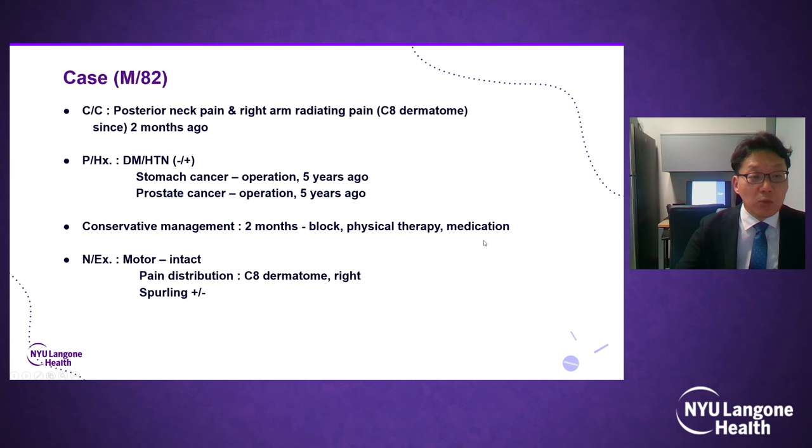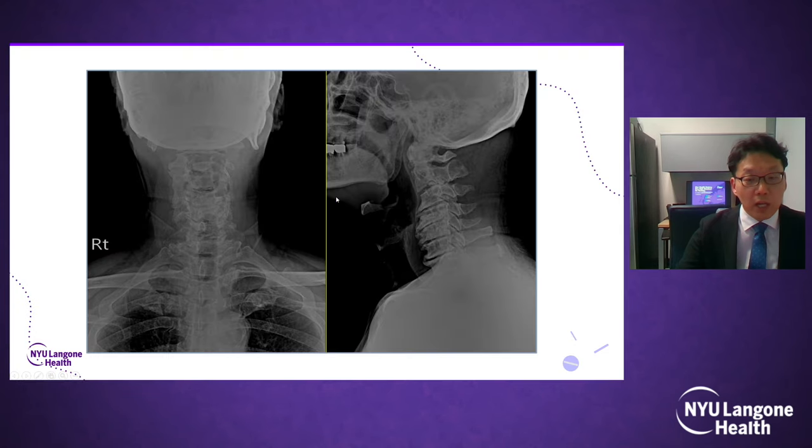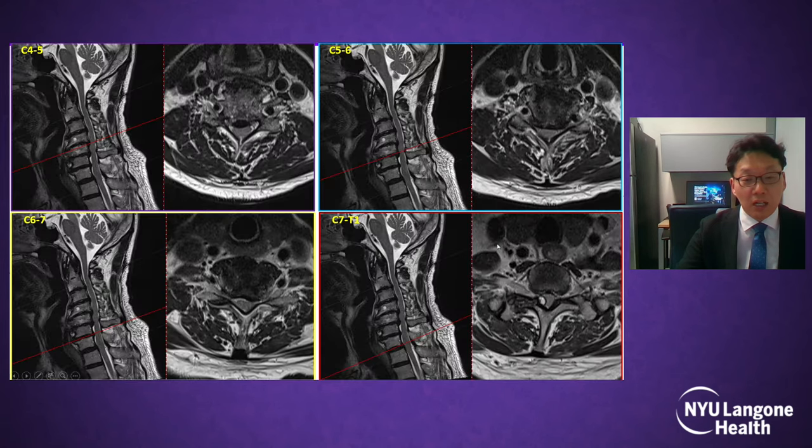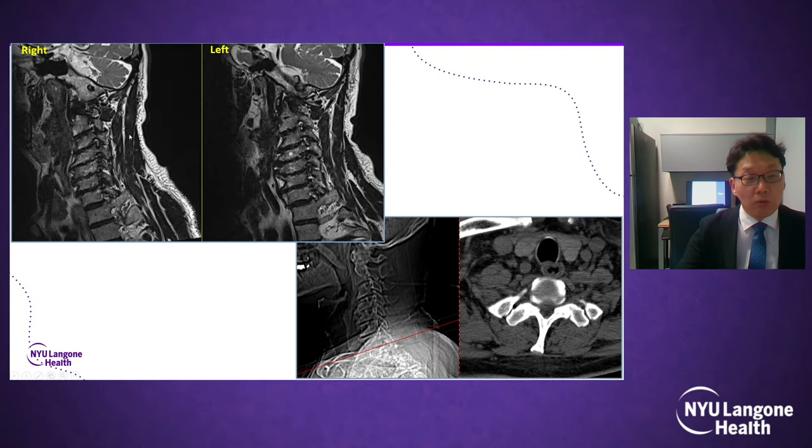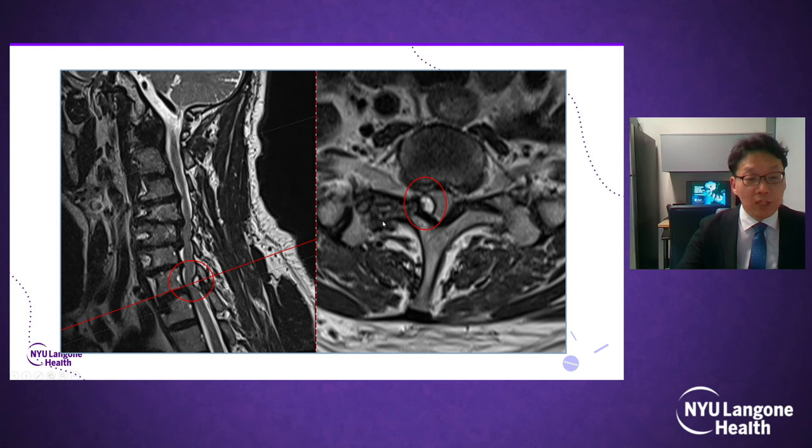Next case is an 82-year-old male patient with posterior neck pain and right hand radiating pain. The pain dermatome is especially confined to the C8 dermatome. So X-ray and MRI were checked. The X-ray showed slight kyphosis and severe degenerative changes. MRI showed multi-level stenosis and bilateral foraminal stenosis, but there was a special finding. On the C7-T1 level, right side, a high signal intensity cystic lesion was seen. On the foraminal view, bilateral foraminal stenosis was checked on multiple levels. So I concentrated on this pathology.